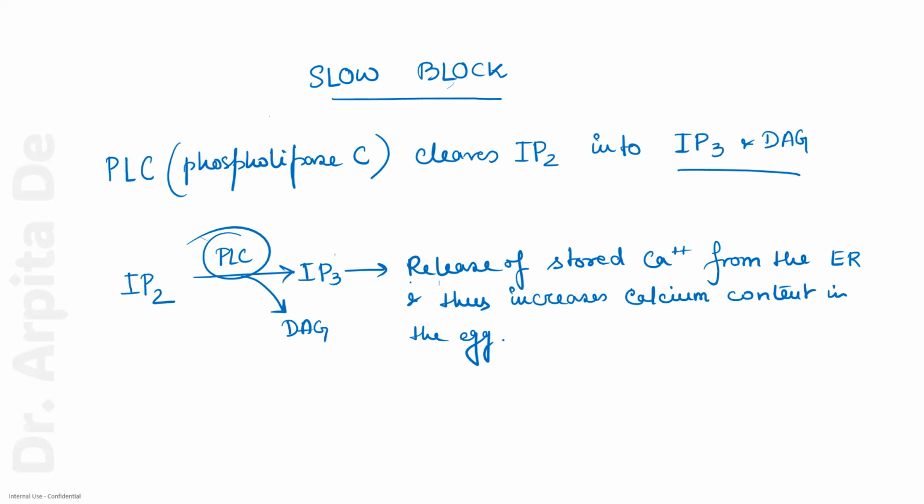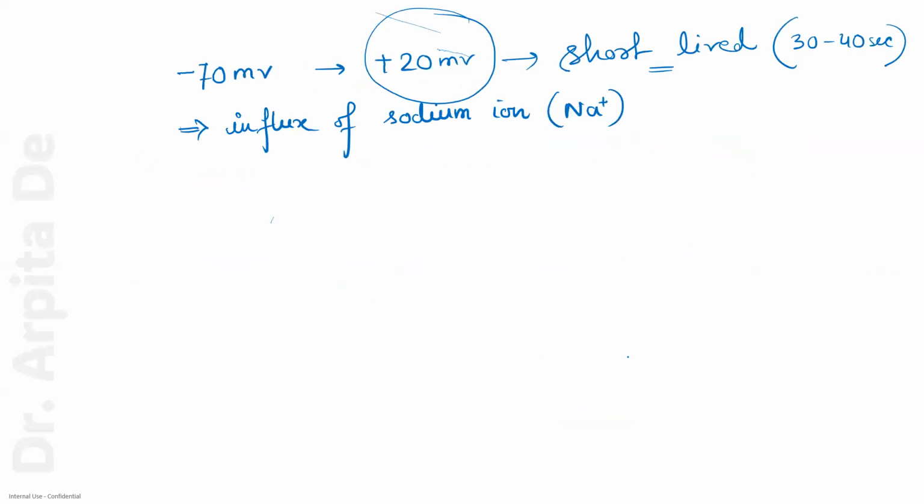Now what will happen? This released calcium will activate the cortical granules. The enzymes of the cortical granule will start to get released as the granules fuse with the egg membrane. Now see these cortical granules here.